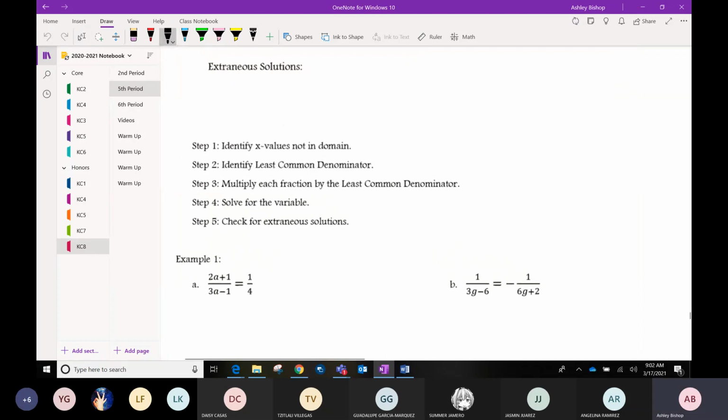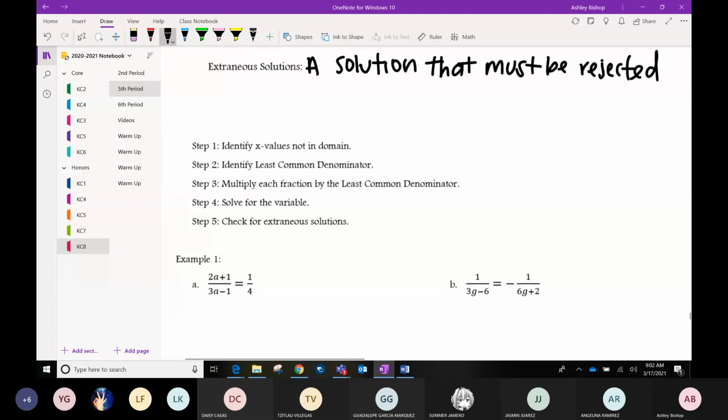So an extraneous solution is a solution that must be rejected because, I'm going to shorten because to just BC, because it does not satisfy the equation.